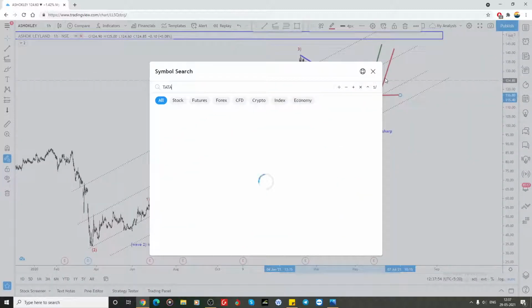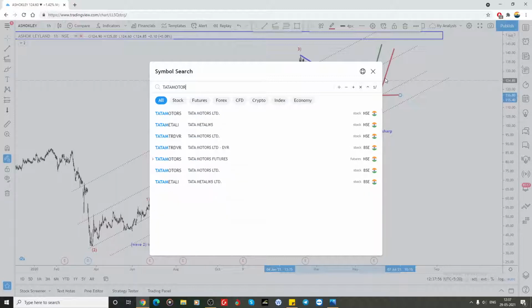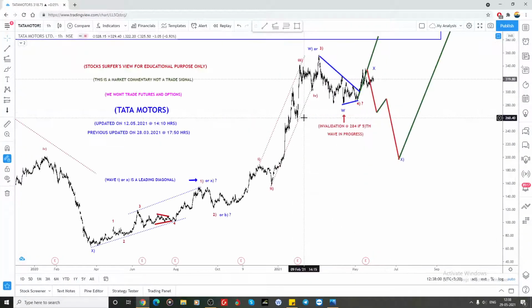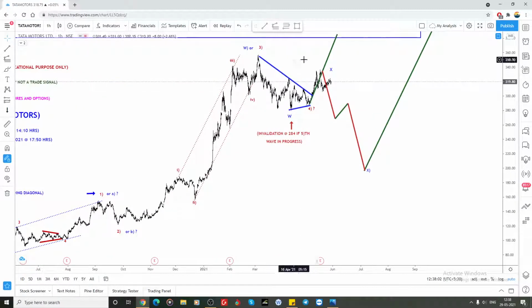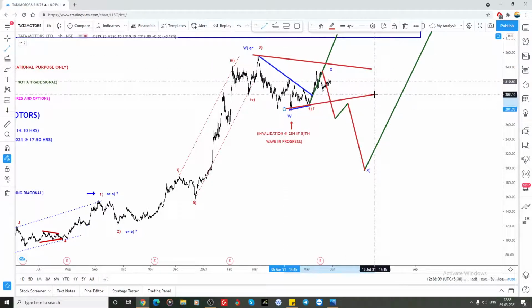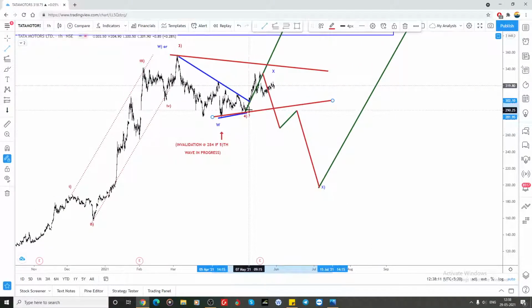And next is Tata Motors. Same as Ashok Leyland, whether it is still in the bigger triangle. What I bought at 290, I already booked here at around 320. So still we are in that downtrend.